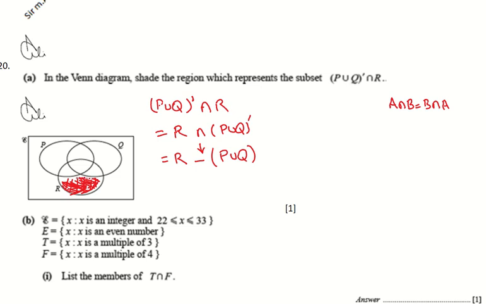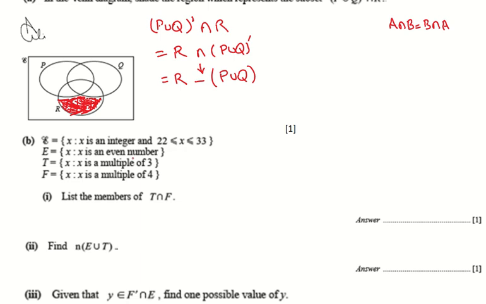P and Q you will exclude, and the remaining elements you have to take are of R. These are the elements of R minus P union Q.